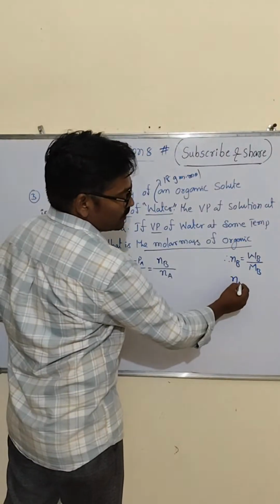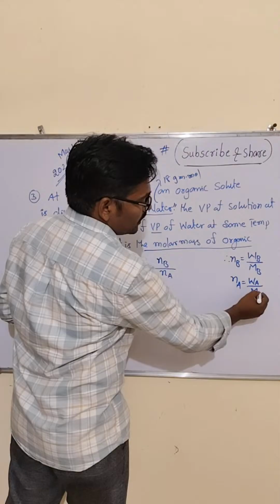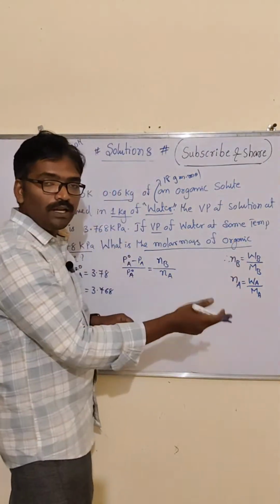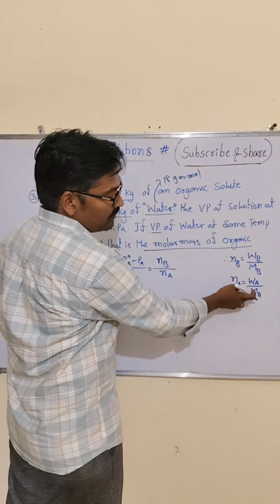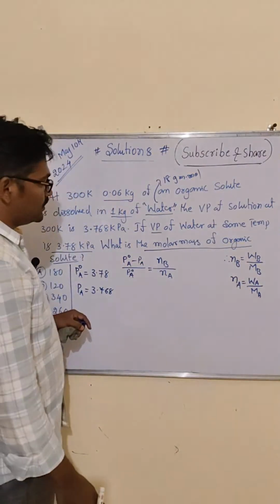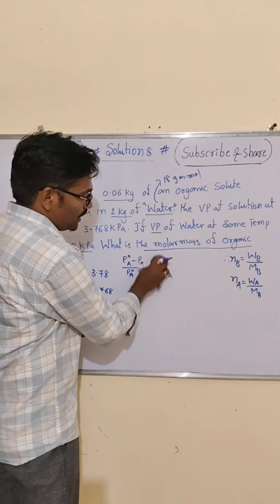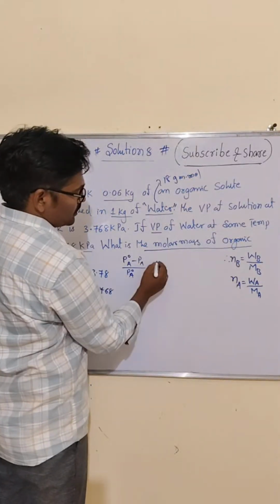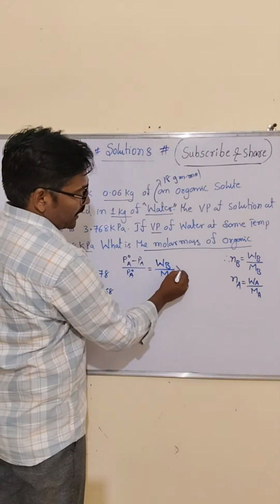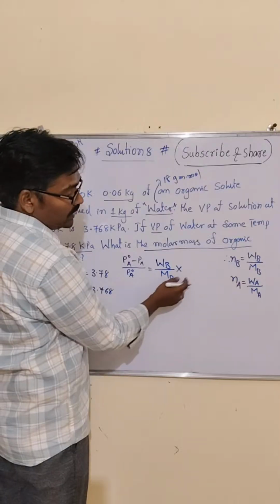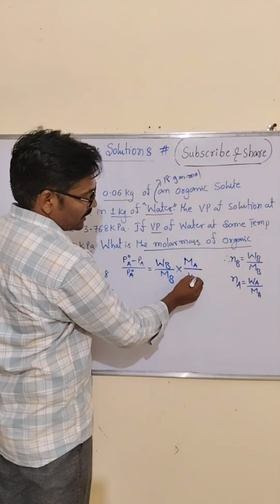The number of moles of solvent is equal to WA divided by MA. NB is nothing but the weight of solute divided by its molecular weight, WB divided by MB. Similarly, for the solvent, it is the weight of solvent divided by the molecular weight of the solvent. So in the place of NB, we substitute WB divided by MB. Now when it is reversed, you can get it like this.